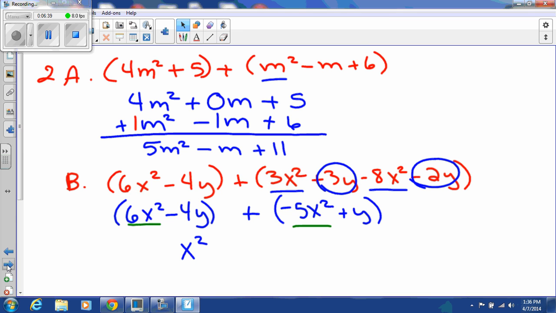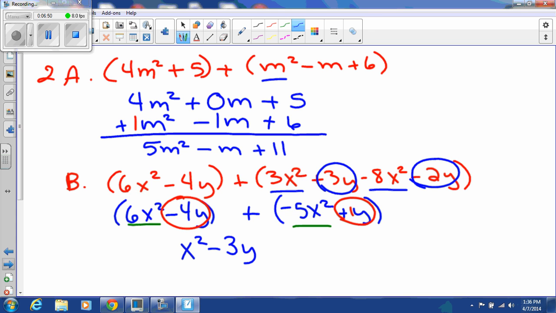And I have negative 4y plus 1y. Negative 4 plus 1 is negative 3. So my final answer is x squared minus 3y.